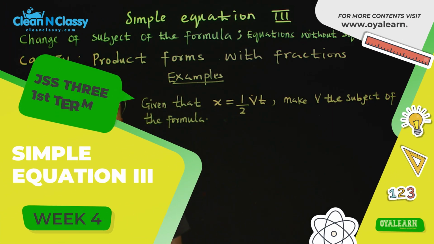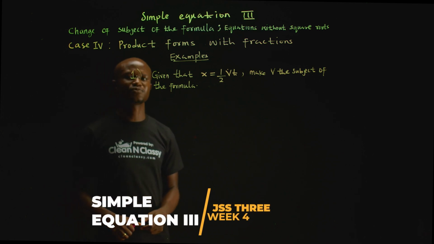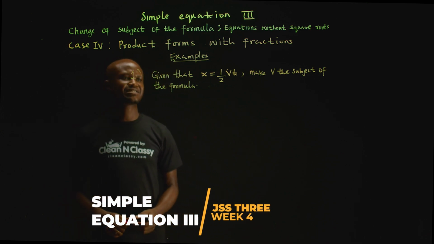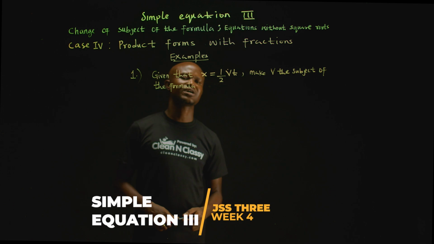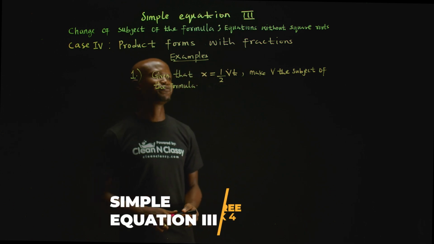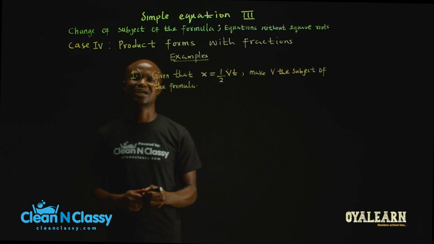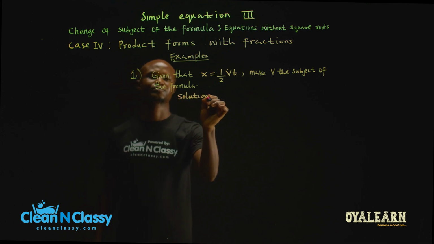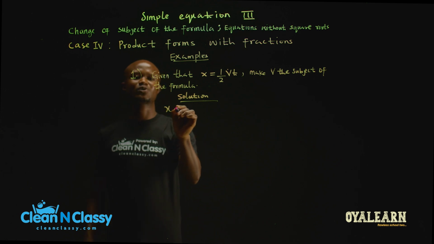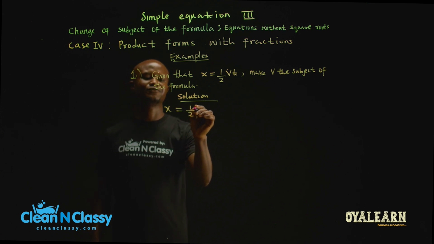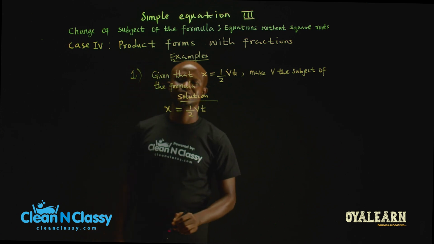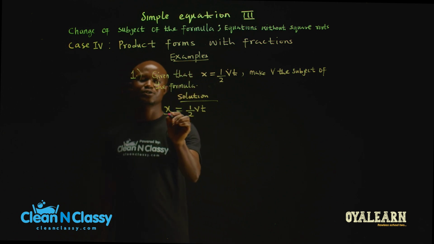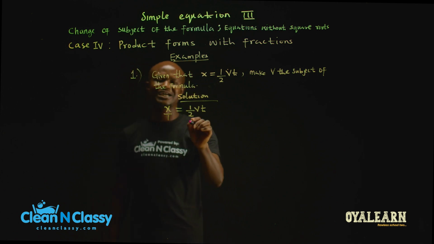Case 4. Product forms with fractions. Examples. Given that x equals half Vt, make V the subject of the formula. Solution. x equals half Vt. The first thing to do is to cross multiply.